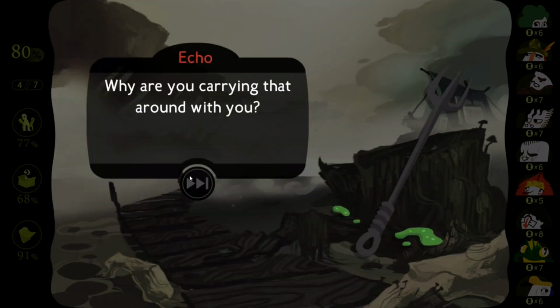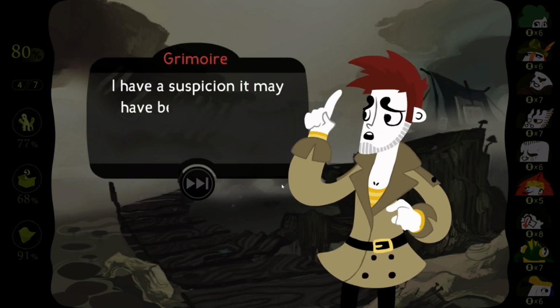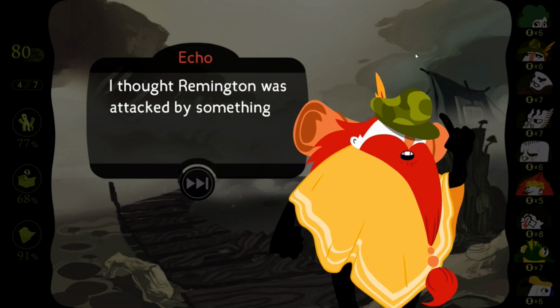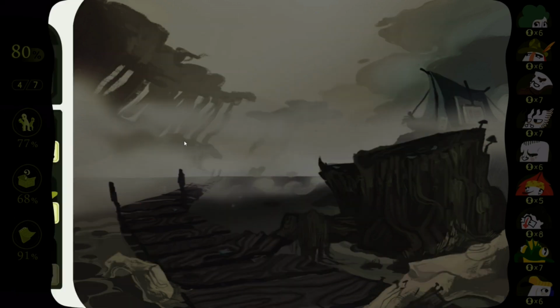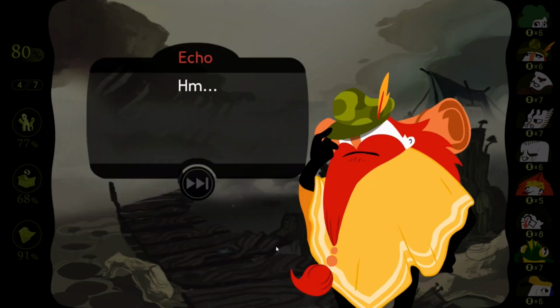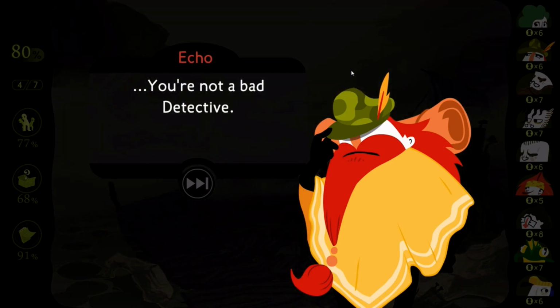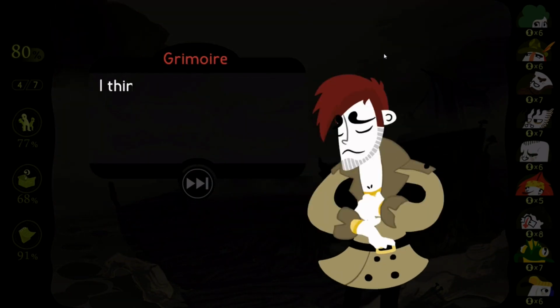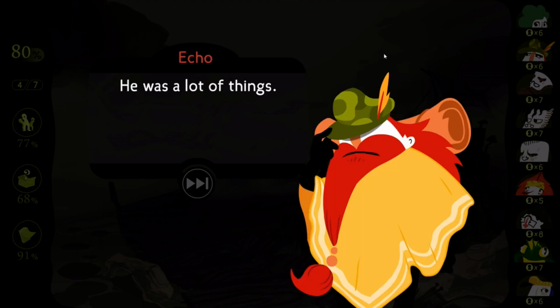Why are you carrying that around with you? I have a suspicion it may have been the murder weapon. Really? I thought Remington was attacked by something with claws, wasn't he? What? You're not a bad detective. Well, I found the photo in Remington's office. It was ripped up, though. I think he was some kind of... He was a lot of things.